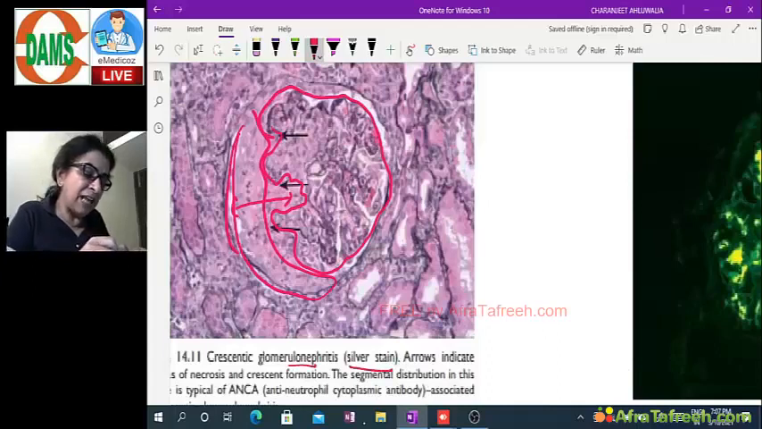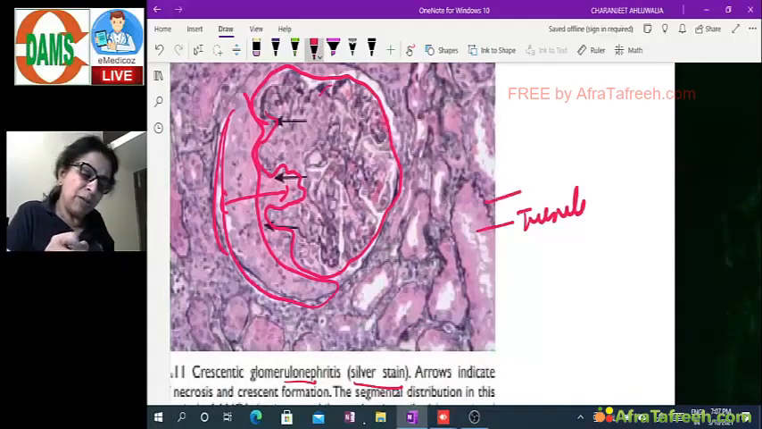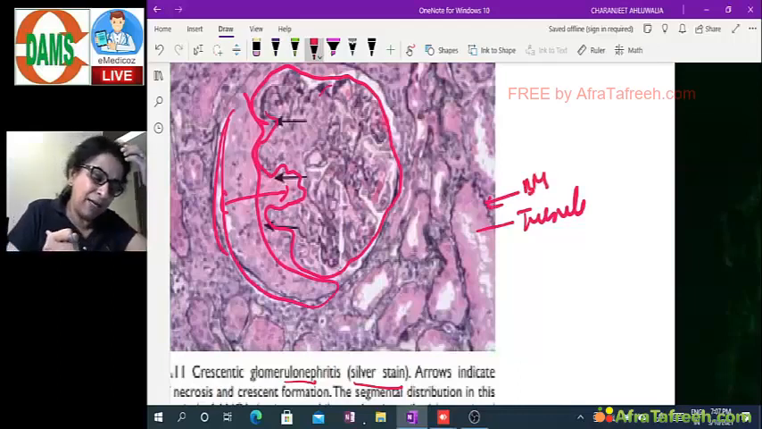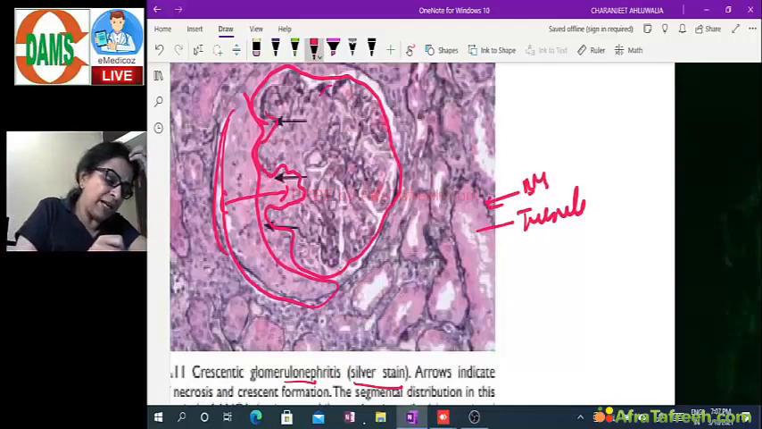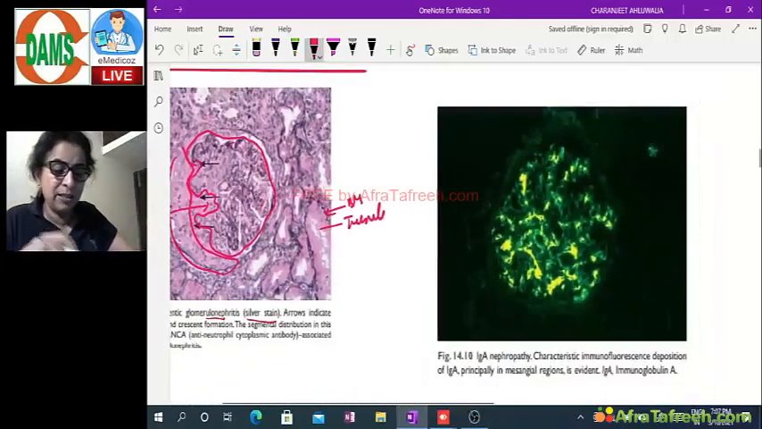Silver stain is highlighting the basement membrane of the glomerular capillaries, and also the tubules of the kidney. The tubular basement membrane and all the basement membranes are highlighted in black by the silver stain. Outside the capillaries you see this pink colored crescent-shaped structure. This is the crescent.